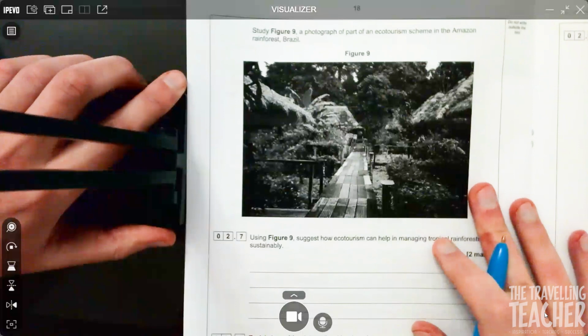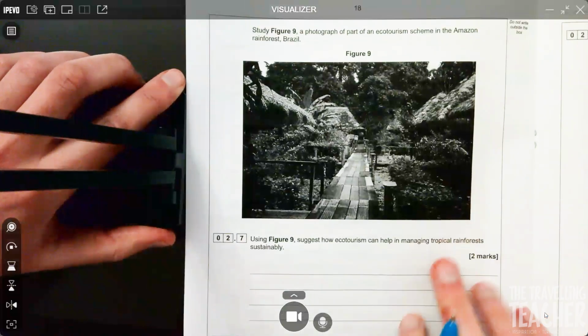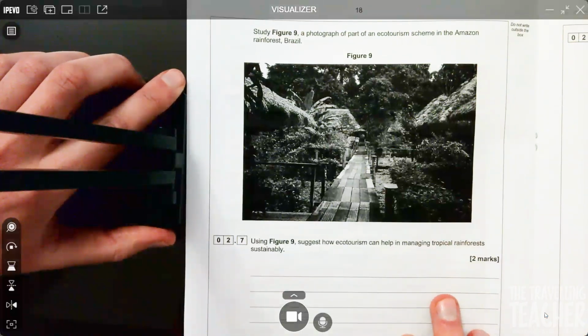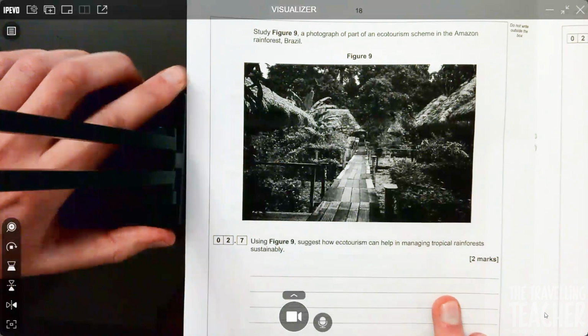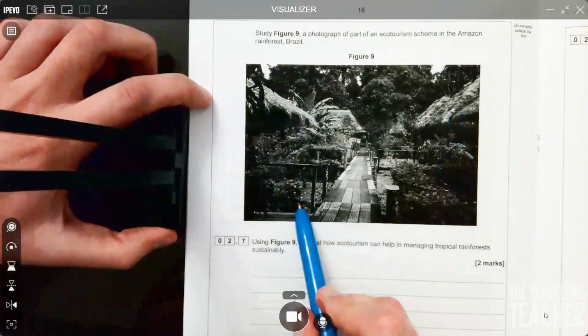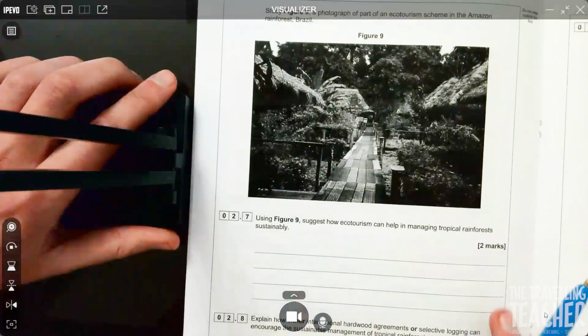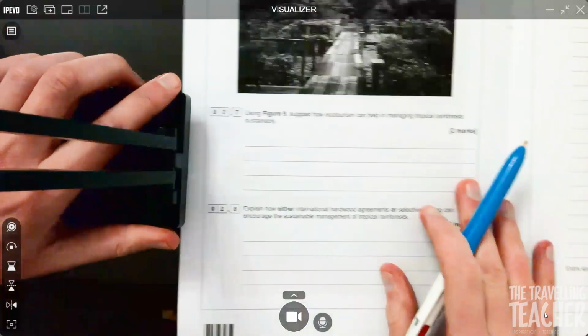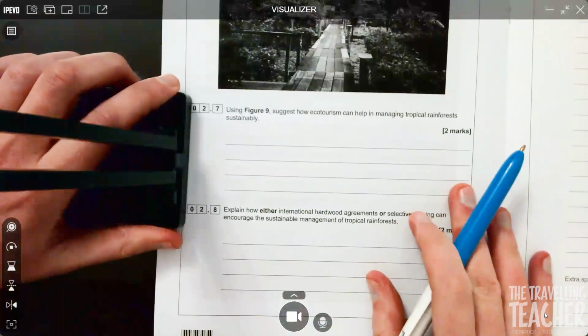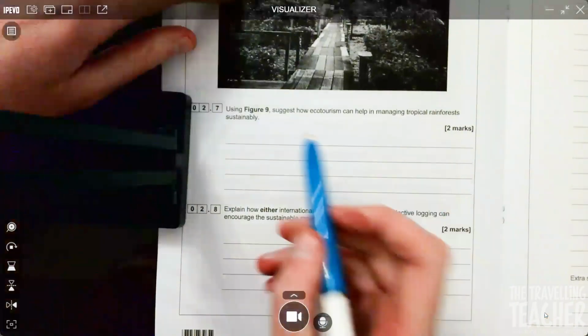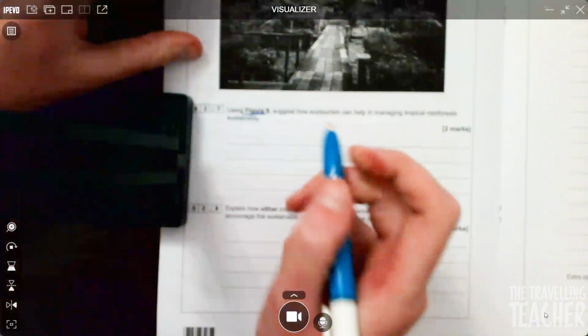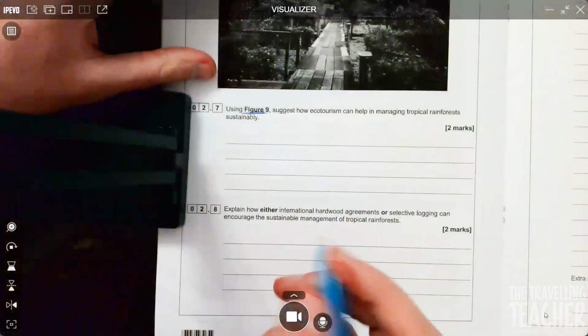Okay, study figure 9, a photograph of part of an ecotourism scheme in the Amazon rainforest, Brazil. Once again, your image will be much clearer, guys, because it will be in color. Using figure 9, suggest how ecotourism can help in managing tropical rainforests sustainably. So once again, you've got to use figure 9. You must refer to it.